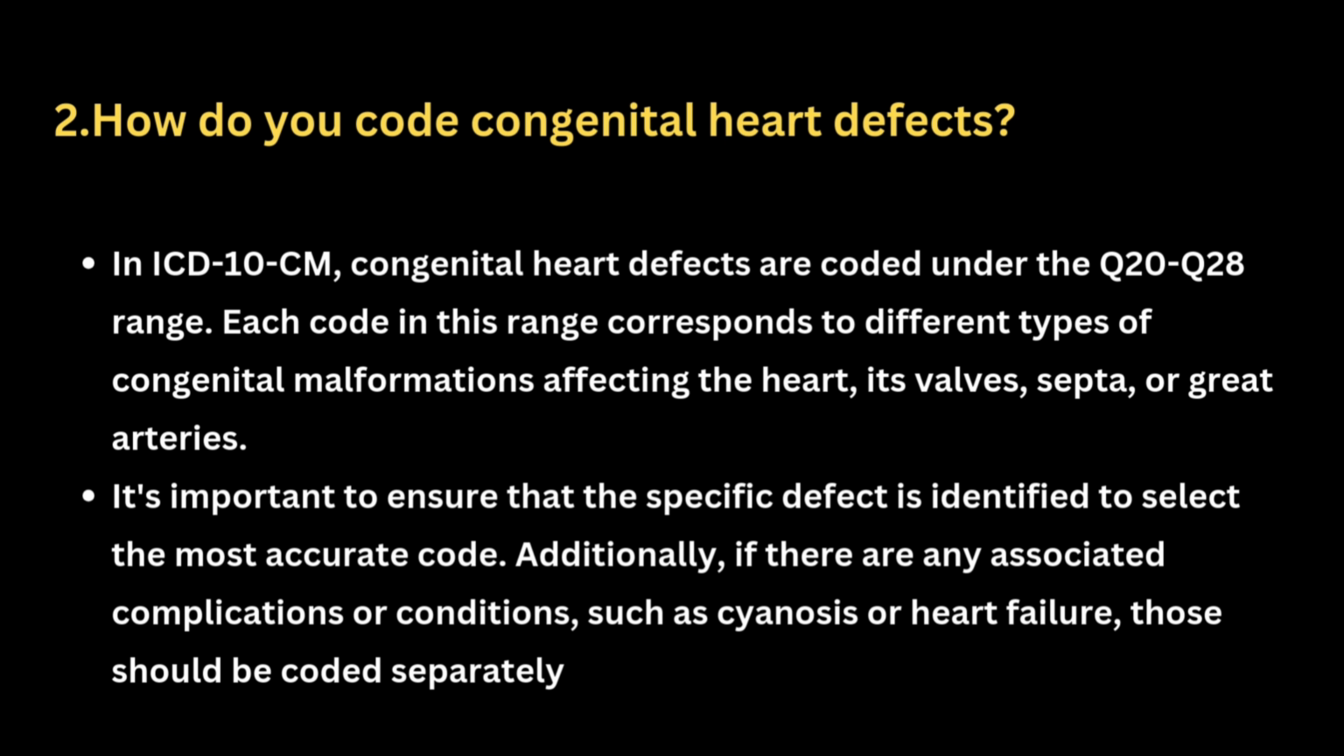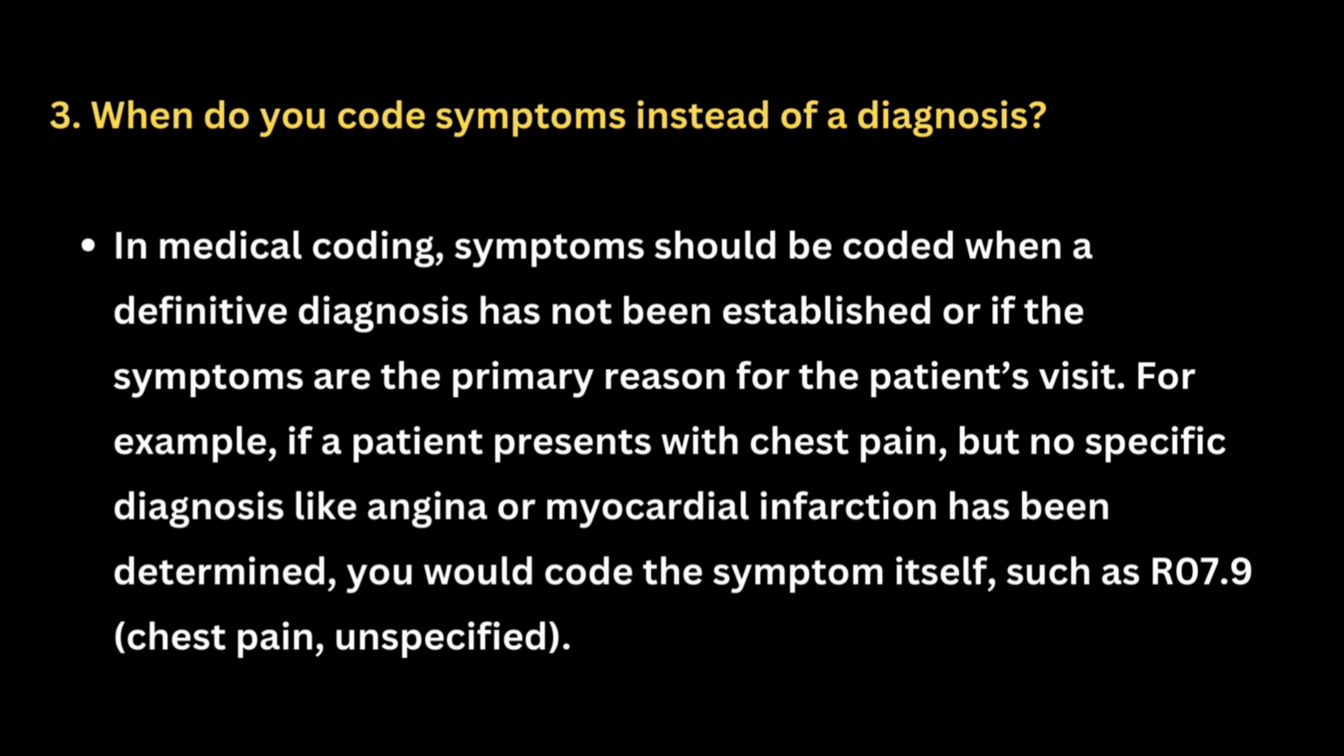Second question, how do you code congenital heart defects? Congenital heart defects are coded under Q20 to Q28 range. Each code in this range corresponds to a different type of congenital malformation affecting the heart, its valves, septa or great arteries. It's important to ensure that the specific defect is identified to select the most appropriate code.